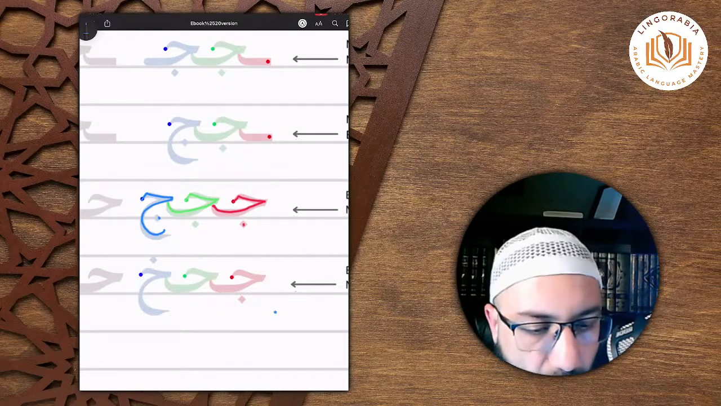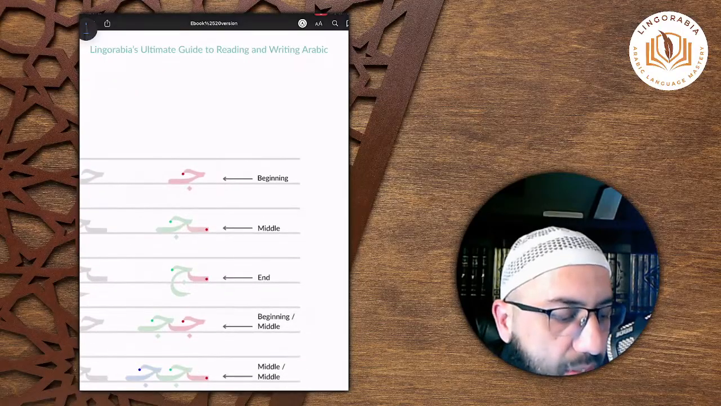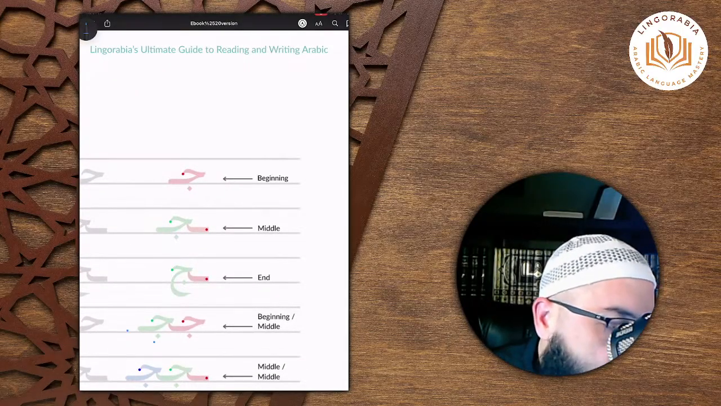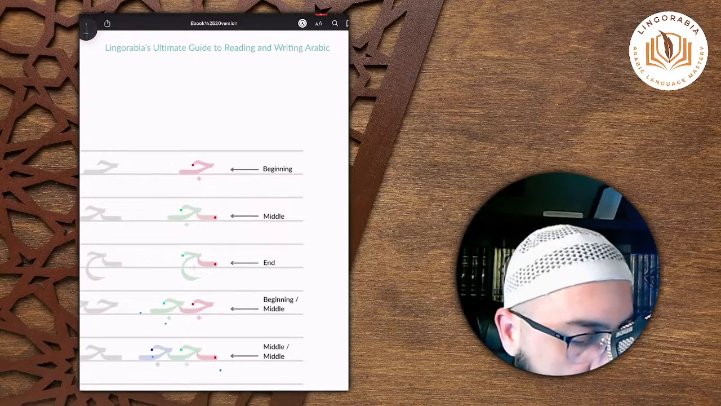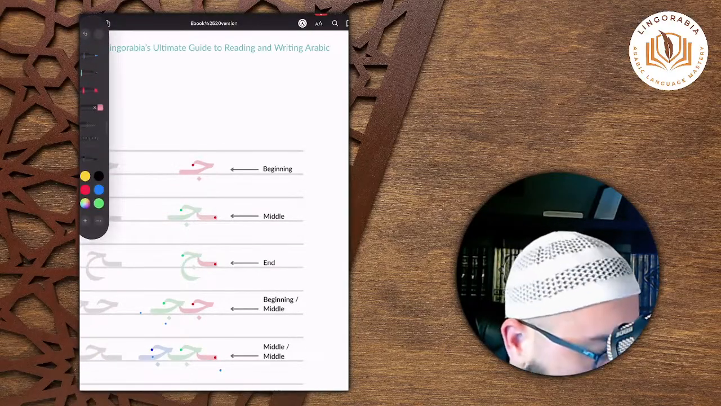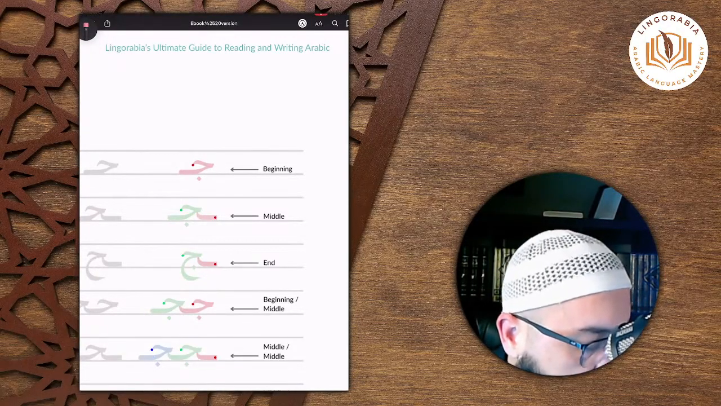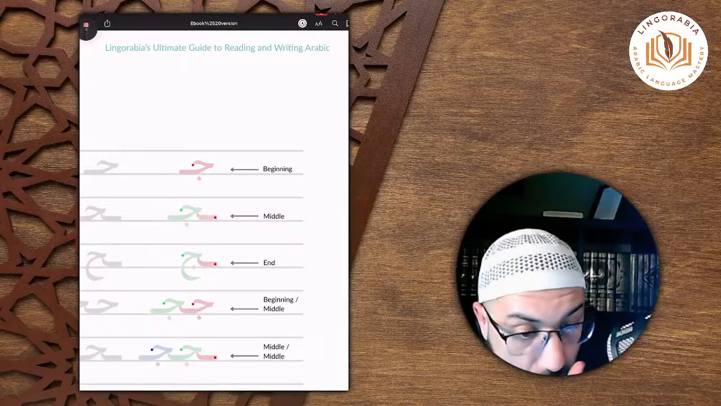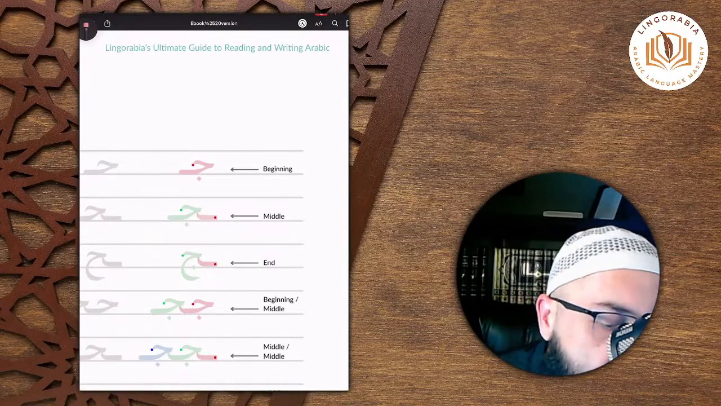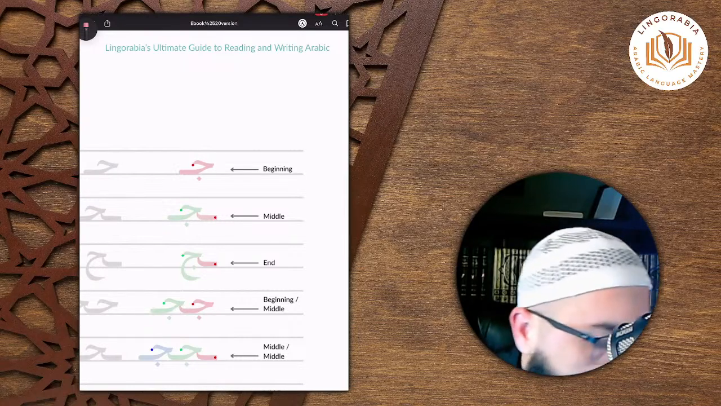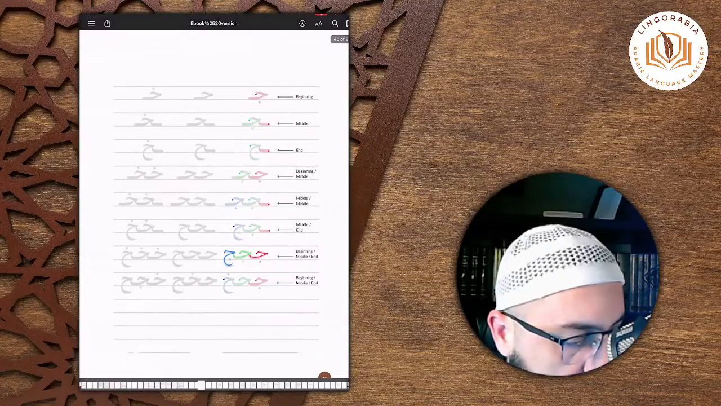What is this book called? This book is Lingorabia's Ultimate Guide to Reading and Writing. Okay guys, this is a special book. This will be the book of the students of the Lingorabia Academy. So this book will be fully accessible for the students of the academy, inshallah ta'ala. Yes, all clear? Okay, alhamdulillah. Let's carry on.